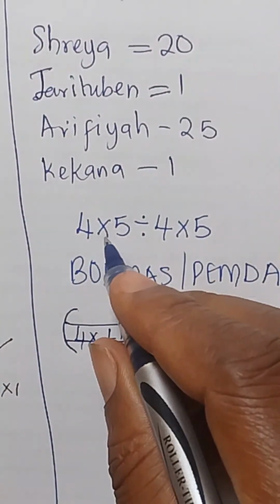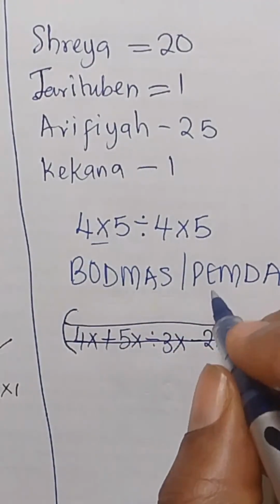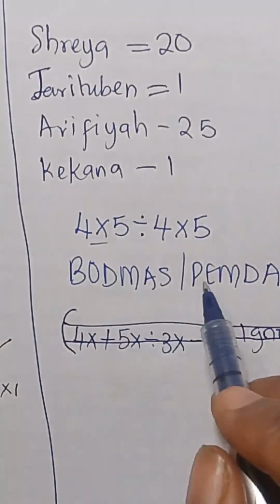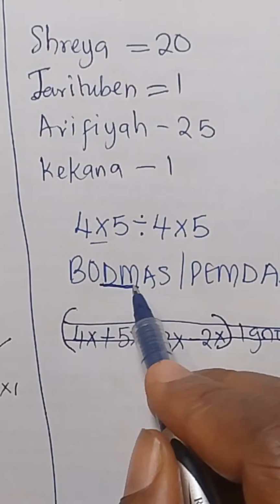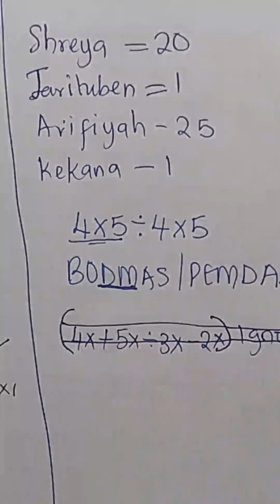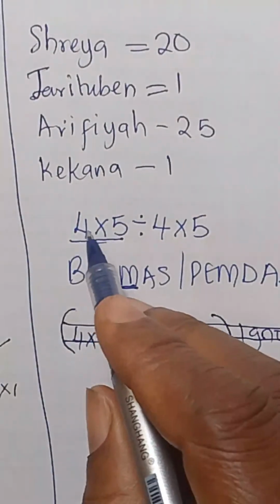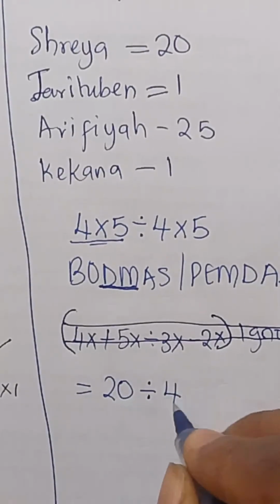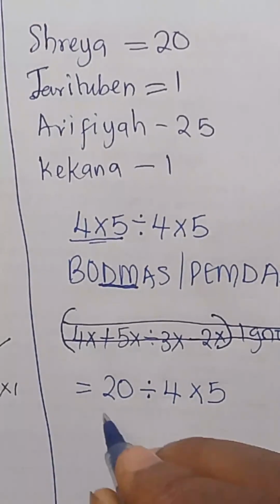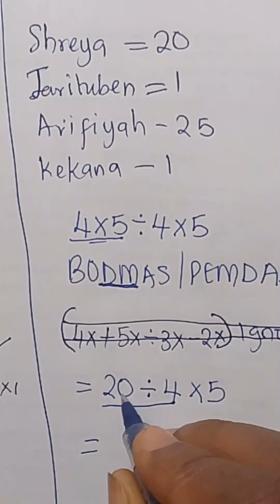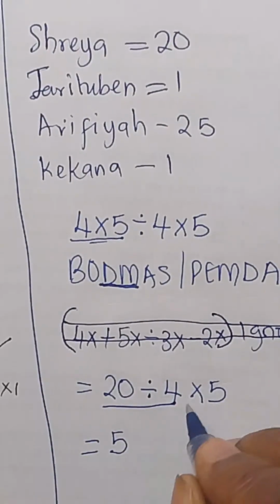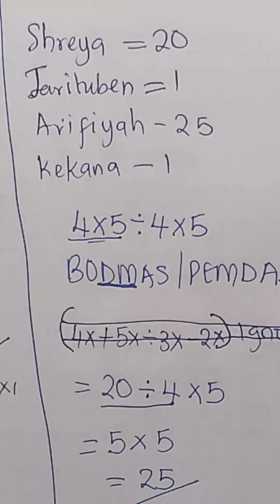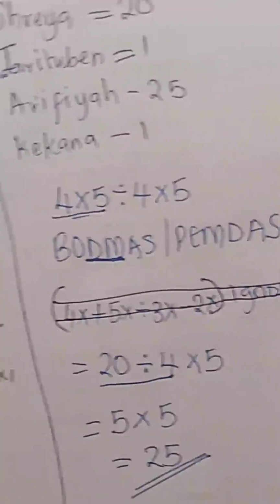Whenever you have division and multiplication in numbers without variables or alphabets like A, B, X, Y, Z and all that, you apply BODMAS. These are on the same level. Whichever comes first, you apply. So here, multiplication came first, so we multiply first. 4 times 5 will give us 20 divided by, we write down every other thing to be on the safe side. The next thing we'll solve here, 20 divided by 4 will give us 5. We write our multiplied by 5, and this is equal to 25. All right. So the answer to this question is 25.